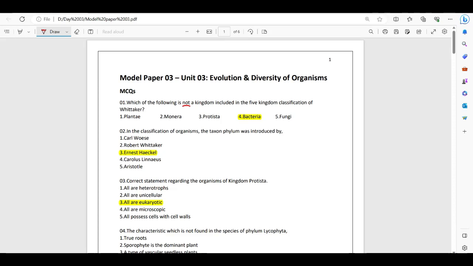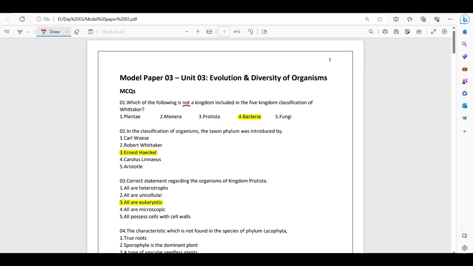So those are the highlighted people in this particular unit. Now in this question they are talking about Whittaker. So if we start from the beginning, five kingdom classification was the thing that was introduced by Whittaker. So they are asking about this five kingdom classification.